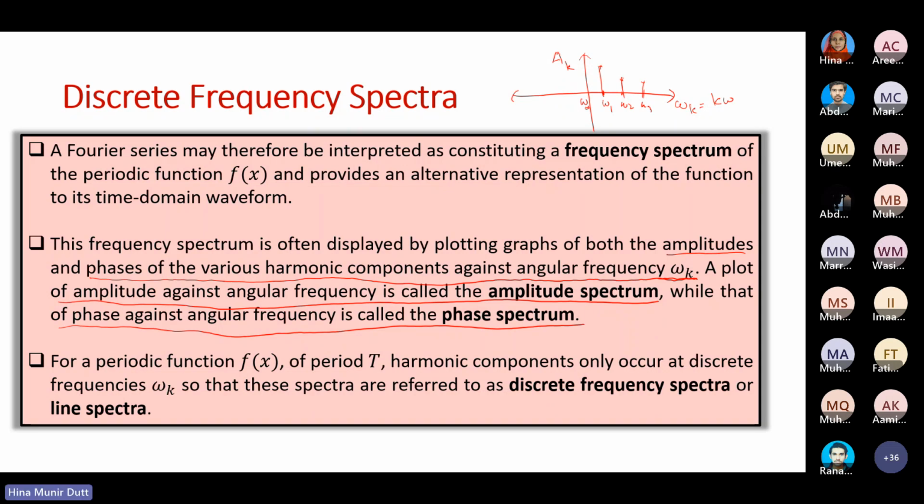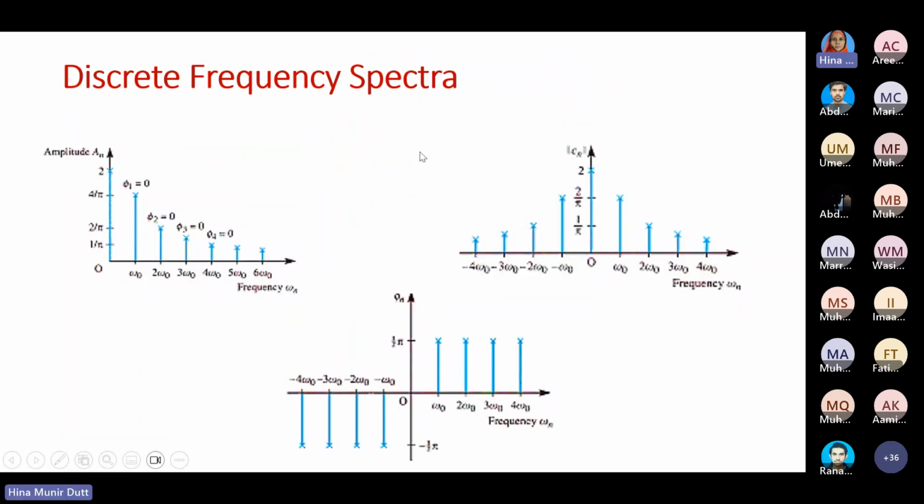And similarly, I can draw this for the phase angle, and I get the different values of the angular frequencies. So I get a phase spectrum. So discrete frequency spectra consist of amplitude spectrum and phase spectrum. So there are two types of discrete frequency spectra, as you can see, one-sided and two-sided. This is one-sided and this is two-sided.